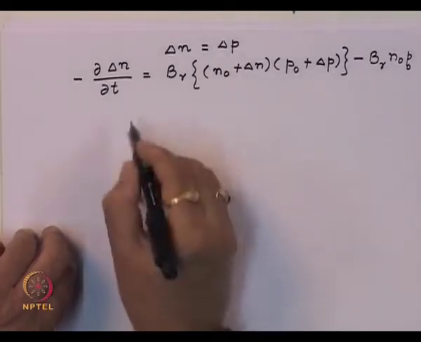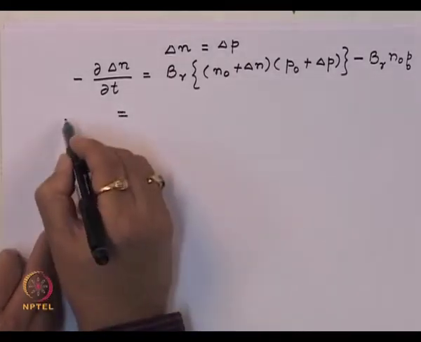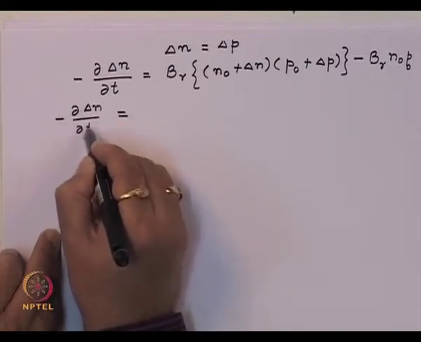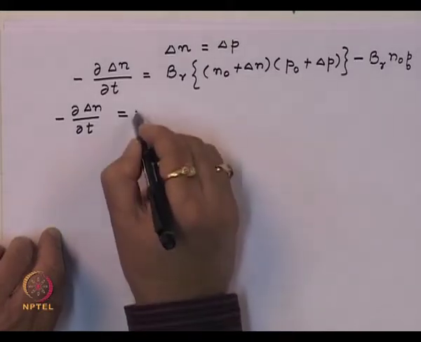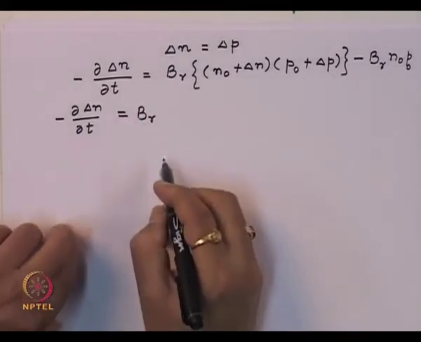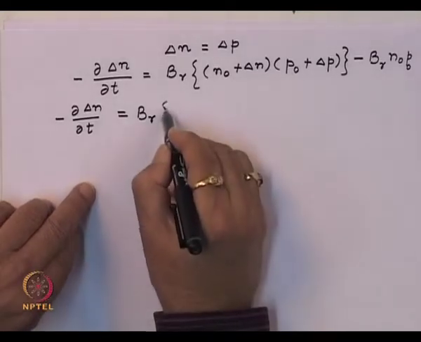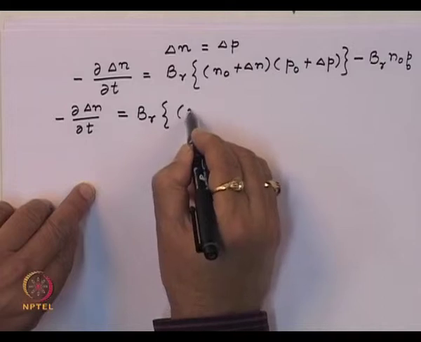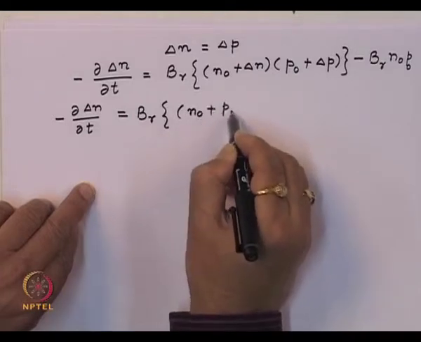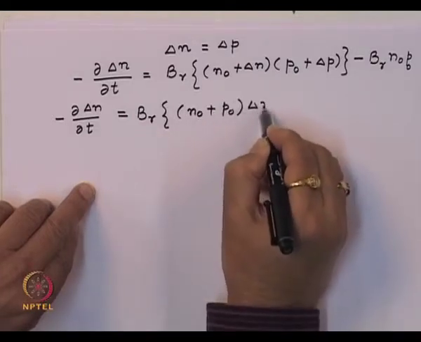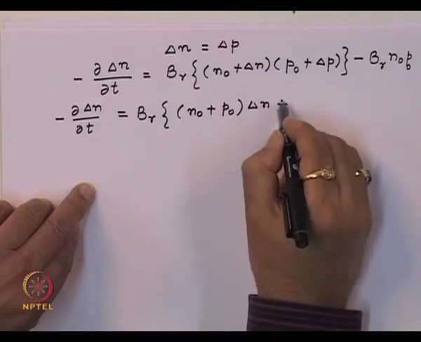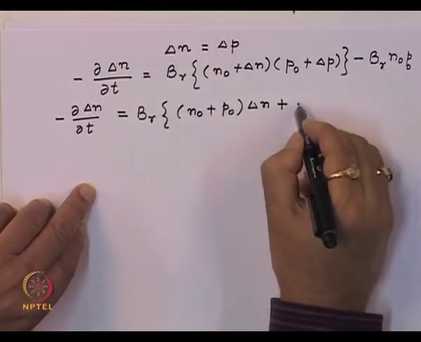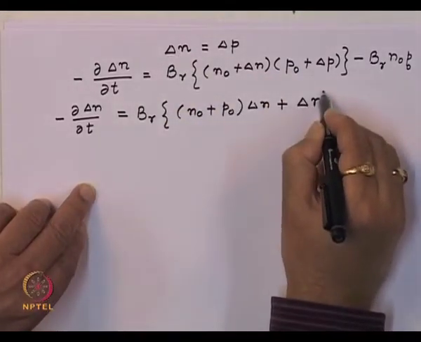we can do a little algebra here, which gives that minus d(delta n)/dt will be equal to the recombination constant Br times this n0 p0, and this term will cancel with this. So, you get here (n0 + p0) delta n plus delta n into delta p, and assuming delta n is equal to delta p, this is delta n square.